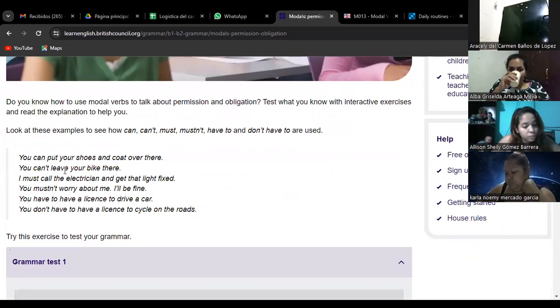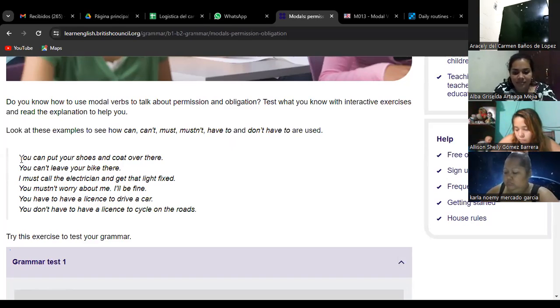Okay, so we have here examples. Me preguntaban también por la forma negativa del must, ¿se recuerdan? Porque habíamos visto can, to ask for permission or to show ability. Can't, que nos demostraba prohibition. Must, a strong obligation, y tenemos la forma negativa, mustn't or must not. And have to, que expresa a necessity, where something is necessary. And the negative form, don't have to, when it's not necessary.